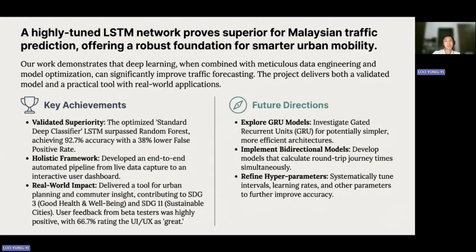The key highlights of this project are evaluated separately. The optimized deep classifier outperforms random forest, achieving a 2.7 accuracy improvement with a 38% lower false positive rate. It showcases a holistic framework, developing an end-to-end automated pipeline from live data capture to an interactive user dashboard. It also showcases a real-world impact. As part of the nation's and the institution's effort to meet the SDG goals, this project meets SDG 3 and SDG 11, which are good health and well-being and sustainable cities.